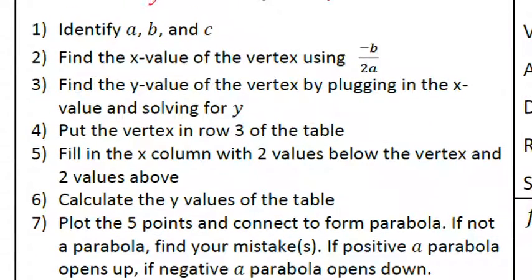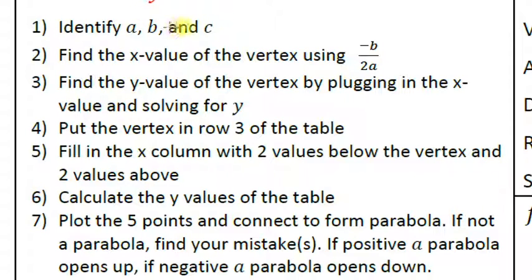Step number one, first of all, identify a, b, and c. And I would recommend, class, that you write those values down. Don't skip that step. If you do, you're going to find that many times you're going to make a mistake by writing the wrong sign down or just writing down the wrong value. Okay, number two, find the x value of the vertex using the expression negative b over 2a. We have learned that already.